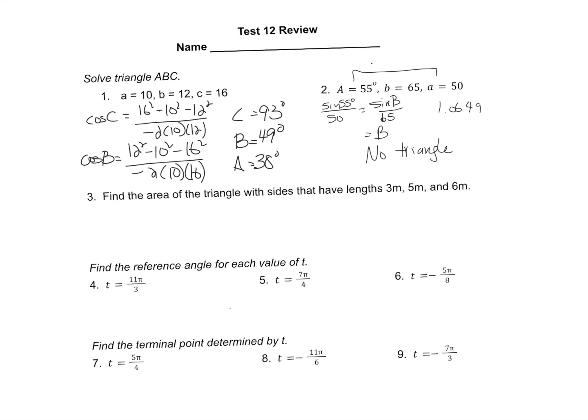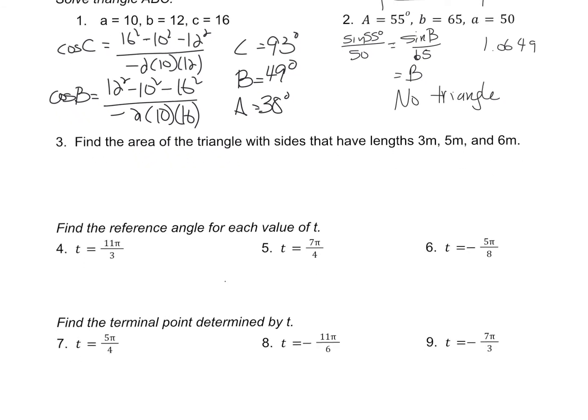All right, keep going. Number 3, find the area of the triangle with those side lengths. To find that area with side lengths, you've got to find the semi-perimeter first. So I'm going to add up all the sides. 3 plus 5 is 8, plus 6 is 14. You take the 14 divided by 2. That's 7. There's your semi-perimeter.